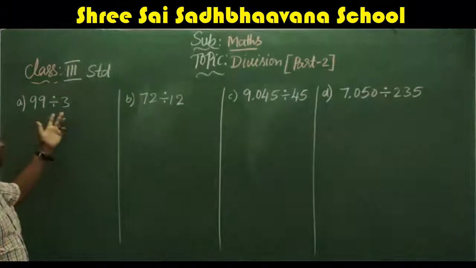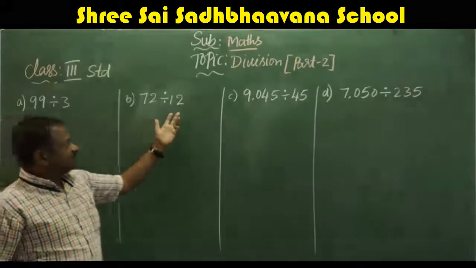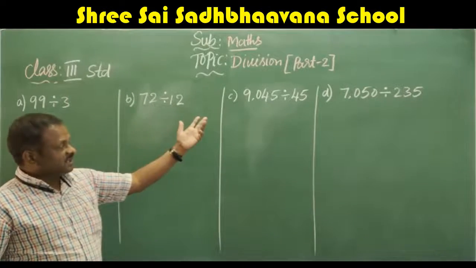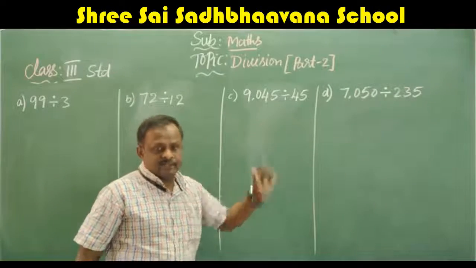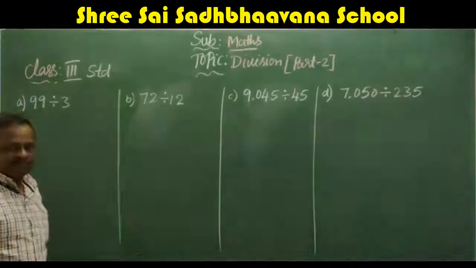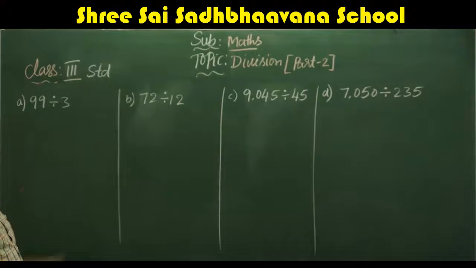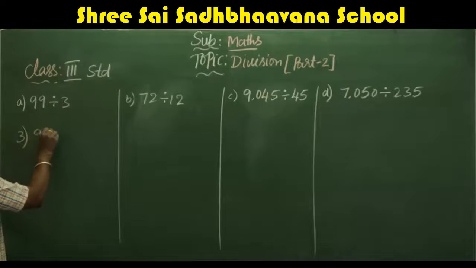First one they have given 99 divided by 3. Second one 72 divided by 12. Third one 9045 divided by 45. Fifth one 7050 divided by 235. I have chosen some examples from the textbook. First we will divide this problem.